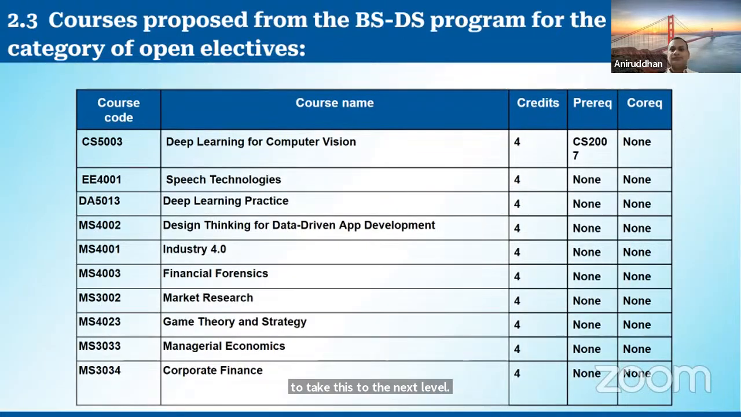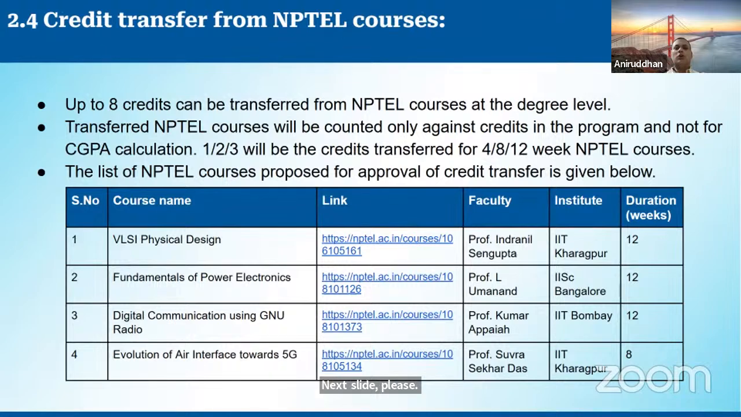Next slide, please. We are also going to allow credit transfer from NPTEL courses. Up to 8 credits can be transferred from NPTEL courses at the degree level. You cannot use this for your core courses. You can do this for your elective courses at the degree level. NPTEL courses have 4-week courses, 8-week courses, and 12-week courses. These will be mapped to 1, 2, and 3 credits in the BSES program.